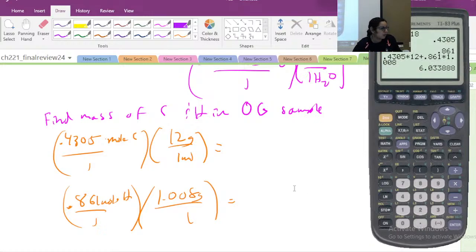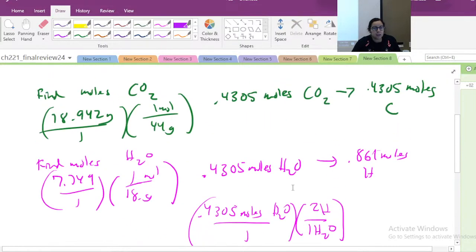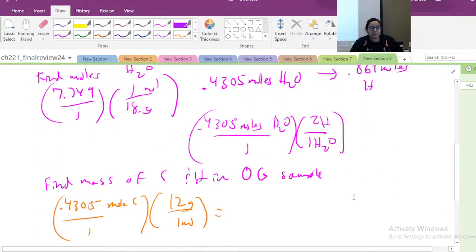And so I get about 6 grams of everything in our original sample. So 6.0338, that's grams of carbon and hydrogen, right? And so it said the original mass was 12.9. So now let's do that.